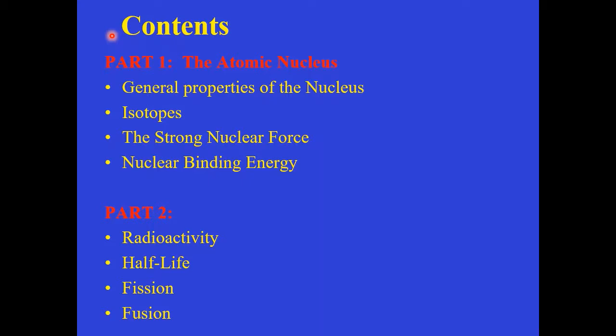So this chapter is broken up into two parts. In this first part, we're going to look at the atomic nucleus, sort of introduce it, and look at the general properties of the nucleus. We'll also look at isotopes, the strong nuclear force which holds the nucleus together and is the source of all of that energy that can be released. And we'll also look at something called nuclear binding energy. In part 2 of this lecture, we'll look at radioactivity, half-life, fission, and fusion.